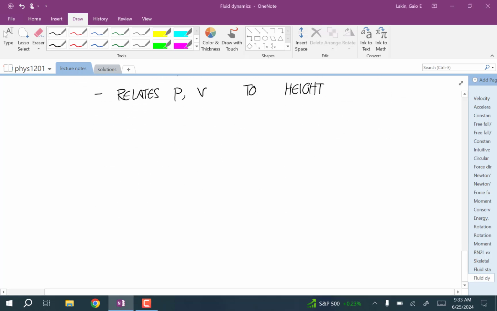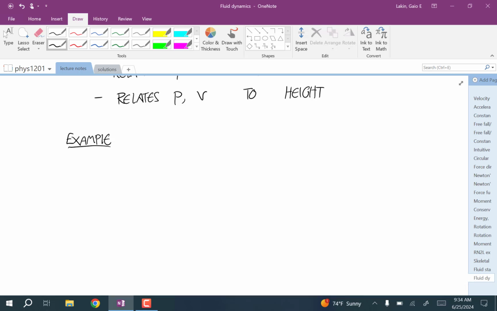Okay, so the example that I'm going to give you here is going to use both the continuity equation and the Bernoulli equation. And all of the homework problems and anything on an exam and weekly assignment where you're using these equations, you're going to use them both in fluid dynamics problems.